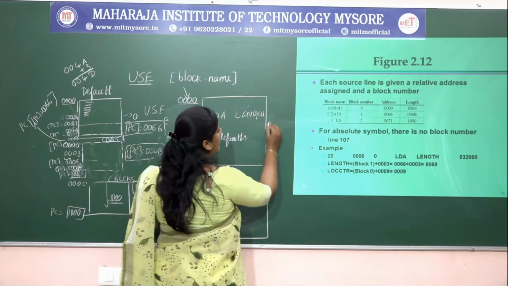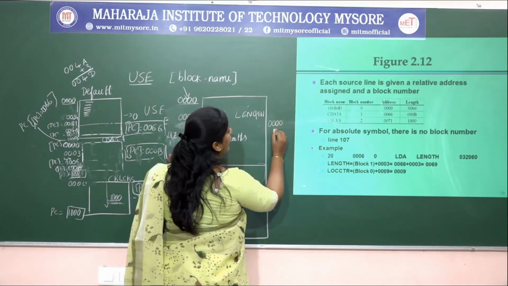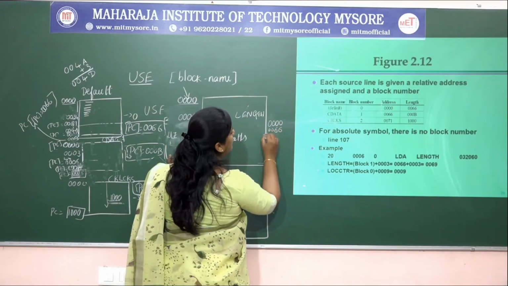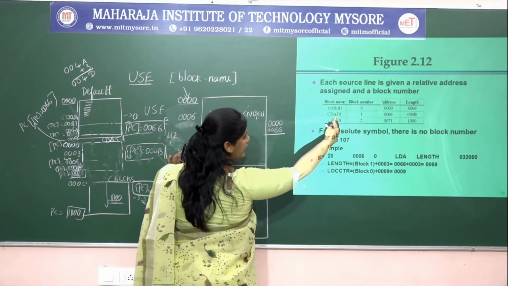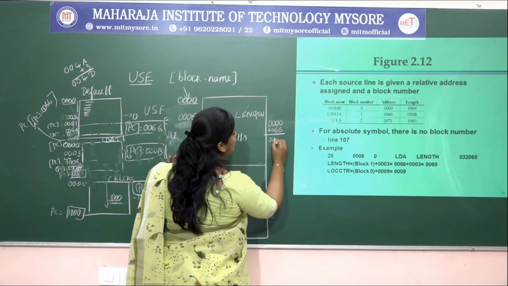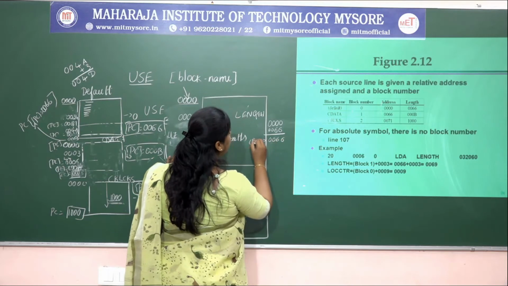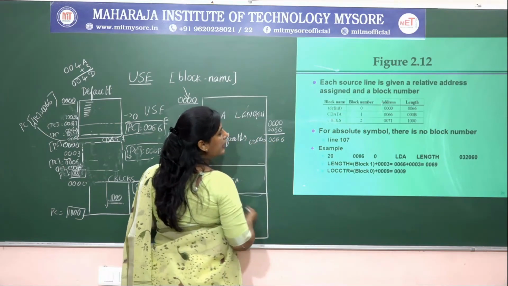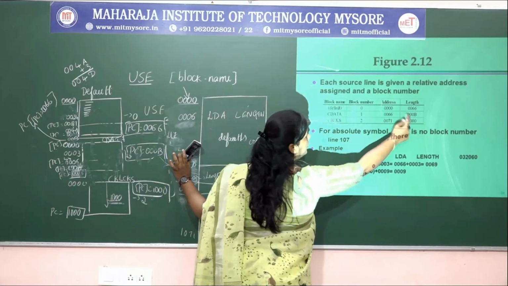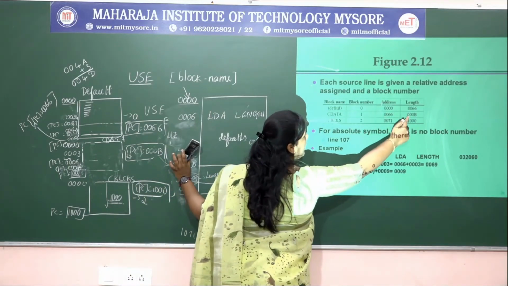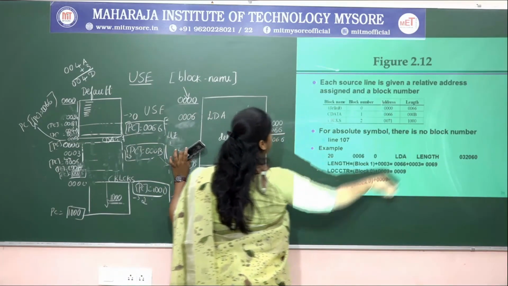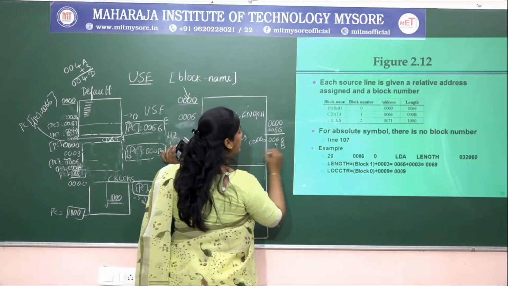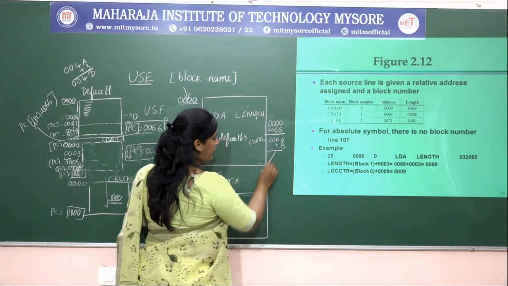0066. So when I add the starting address and the length of that one, I get the starting address of the next block. So 0066 is the starting address of the C data. When I add the length to this starting address, then I get the starting address of the C blocks.